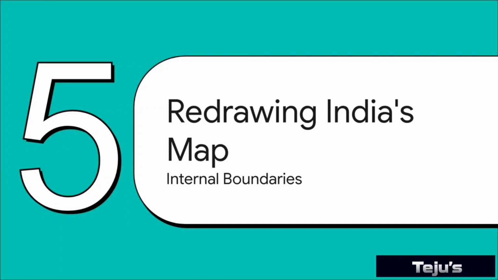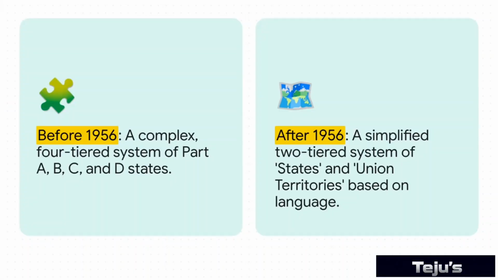Okay, so the princely states are in. The country is politically whole, mostly. But there was one last massive job to do. The internal map of India was a total mess. It was this jumble of old British provinces and all these merged kingdoms. It needed a complete overhaul, a redrawing based on some kind of logic. And the after picture was a total transformation. You can see it here.